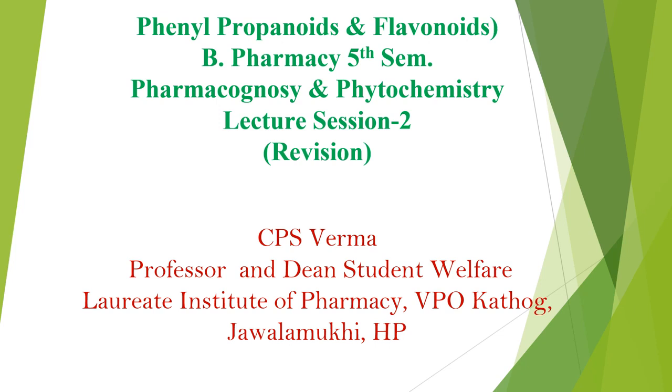Hello students, now we will go for another chapter of your syllabus, phenylpropanoids and flavonoids, of B.Pharmacy 5th semester in pharmacognosy and phytochemistry. Phenylpropanoids have C6-C3 units, and this category is a diverse family of organic compounds that are synthesized by plants from the amino acids phenylalanine and tyrosine.